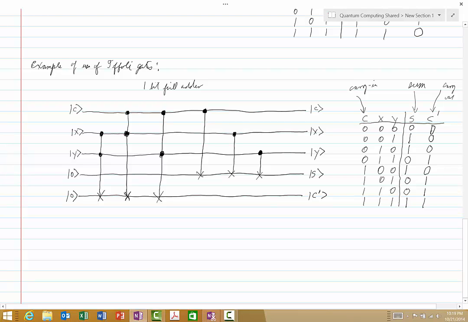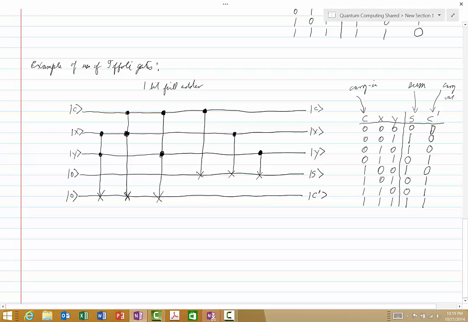And if we go through the cases, you can see that this is exactly right. If we have 0 and 0 and 0, we get 0 with a carry of 0. 0, 0, 1 is 1 with a carry of 0. 0, 1, 0 is 1 with a carry of 0. 0, 1, and 1, that gives us 2, which of course in binary is 1, 0. So we get a sum of 0 and a carry of 1.